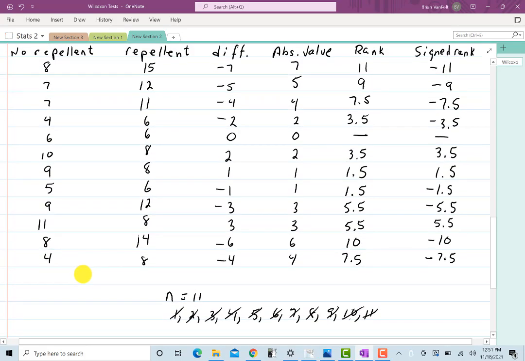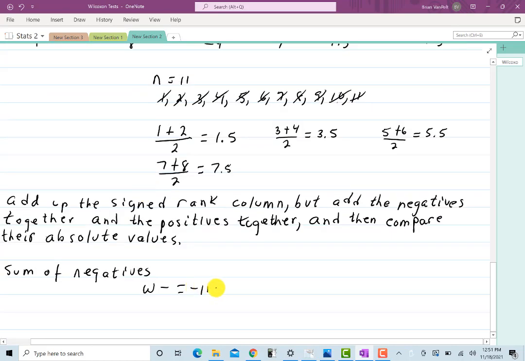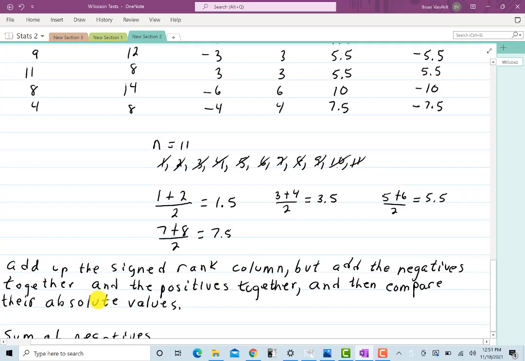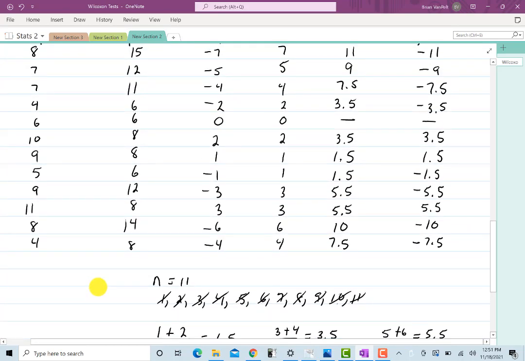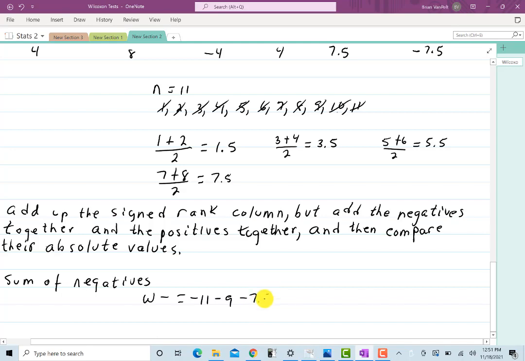So I see in my signed rank column, this is the column that I'm looking down, and I'm going to add up all the negatives first. I'm going to do negative 11, minus 9, etc. So let me go ahead and get those things down. We had negative 11, minus 9. Then we had negative 7.5 and negative 3.5.